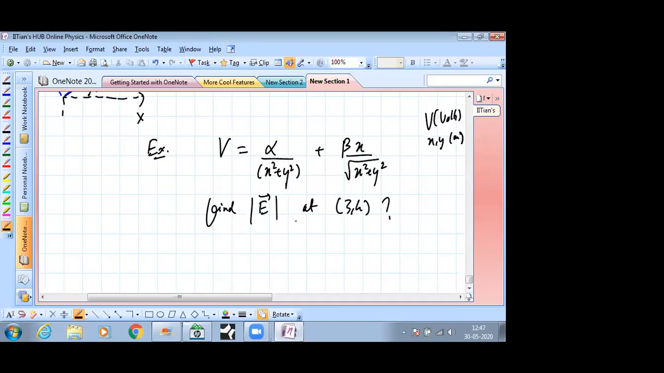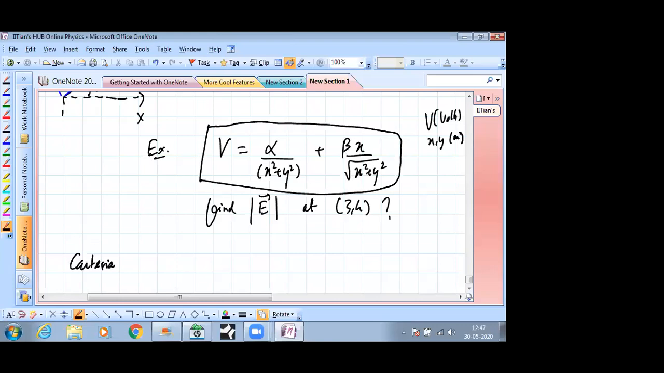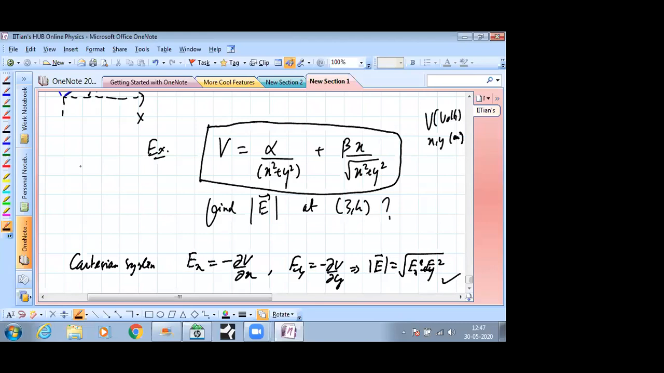Now you can see that if you go for the Cartesian system here, you can solve, but it's very lengthy. Can't you see it? Because the differentiation, the partial derivative, especially for the second term, will become very lengthy. So if you go with Cartesian system, you will express electric field x component as minus del v by del x, y component as minus del v by del y, and then the magnitude of electric field at any point will become square root of Ex square plus Ey square.